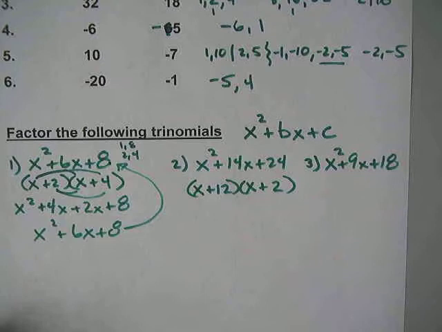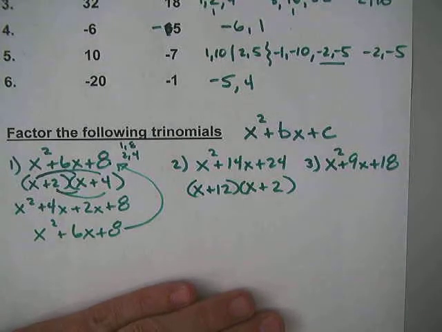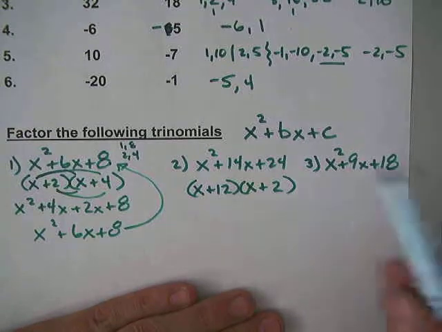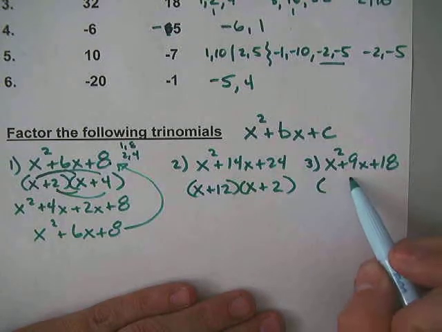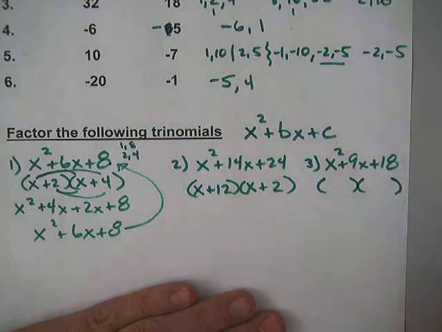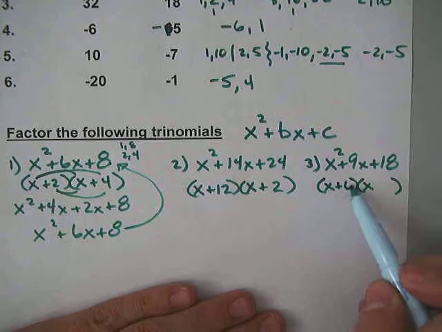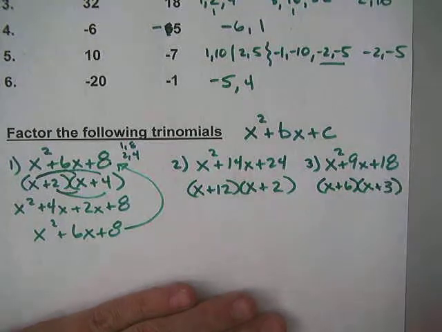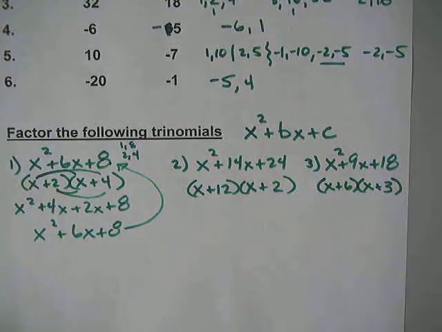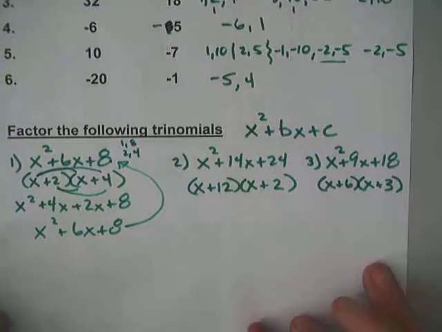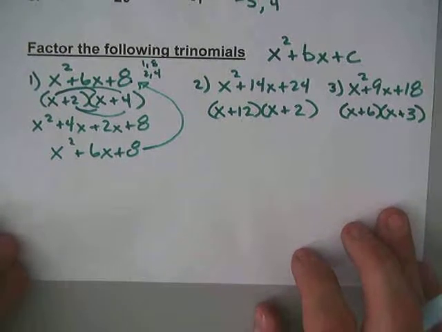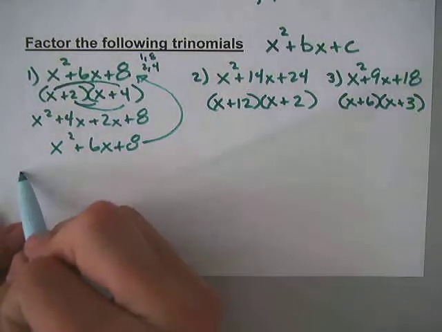Let's try another one. X squared plus 9x plus 18. Okay, this would be a good time where you'd hit pause and give this one a shot on your own. Alright, let's see if you know what the answer is here. So again, factors of x squared, x and x. Factors of 18 that add up to 9, plus 6, plus 3. Hopefully that's what you got.